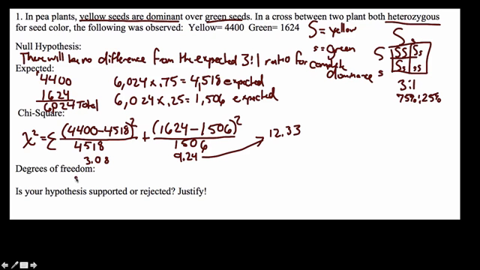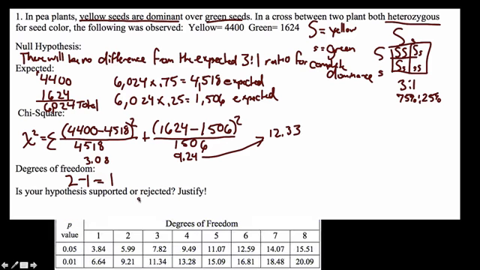So degrees of freedom. To calculate degrees of freedom, you take the number of things you're comparing. So we're comparing two things, yellow and green. So 2 minus 1, and that equals 1. So 1 degree of freedom. So we look at our degrees of freedom chart, and this is what they would give you for the AP exam. So we have 1 degree of freedom. So degrees of freedom are listed on the top here. So here's 1 degree of freedom.